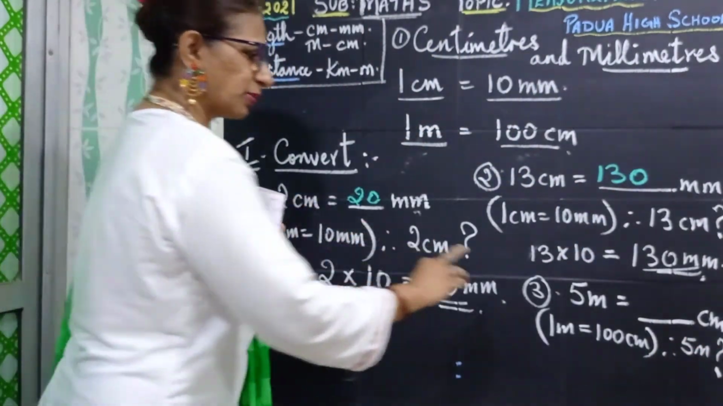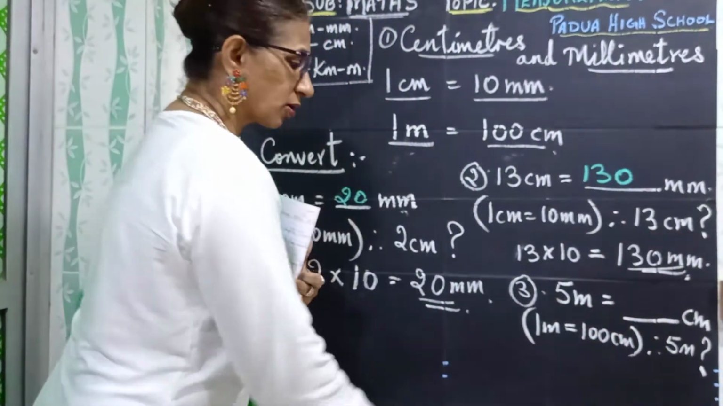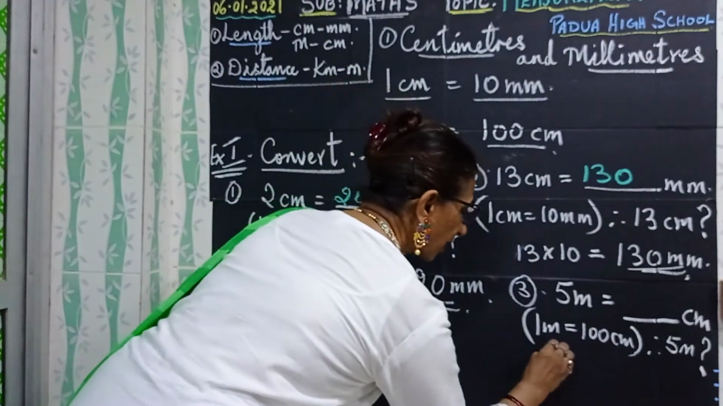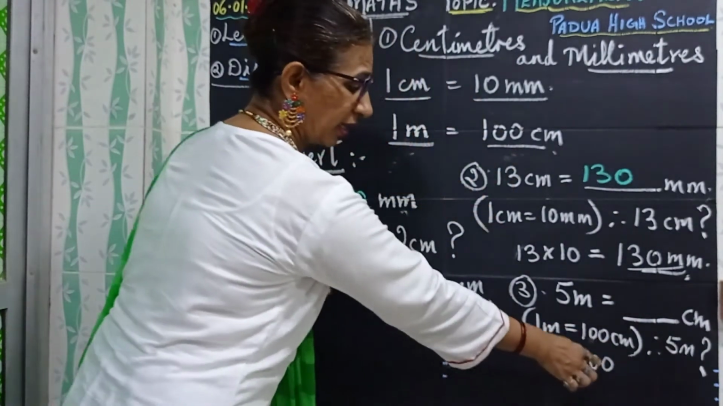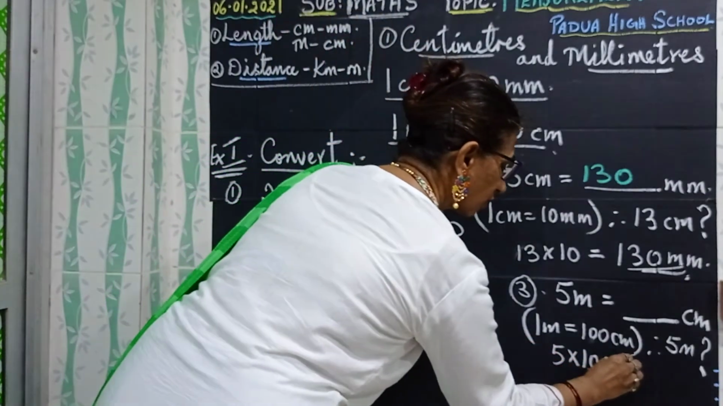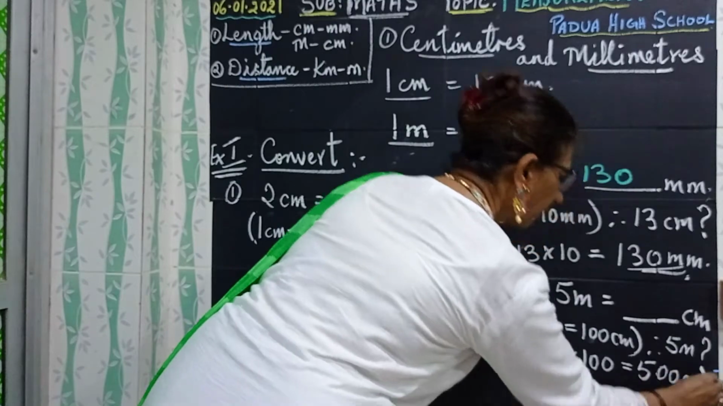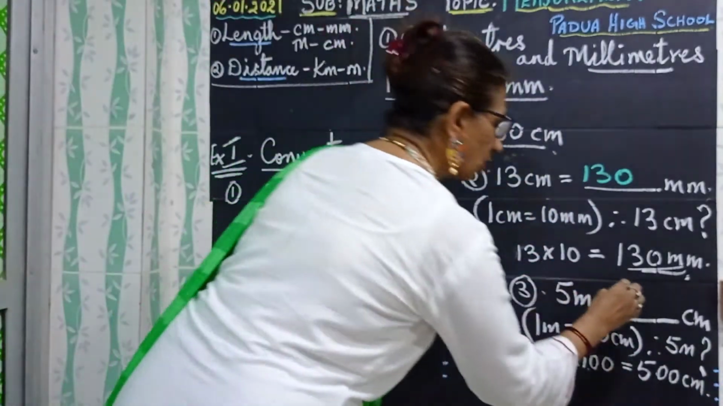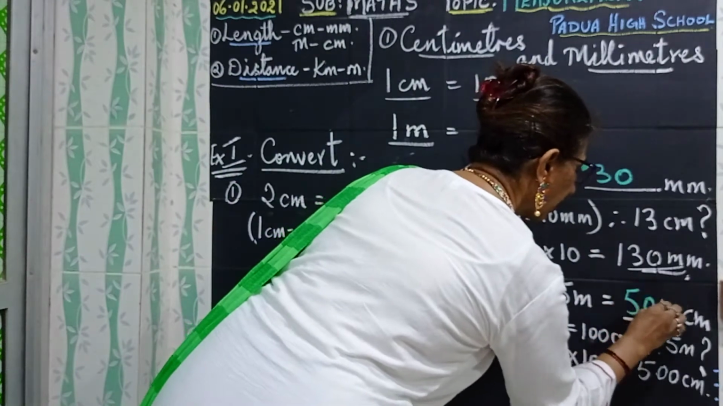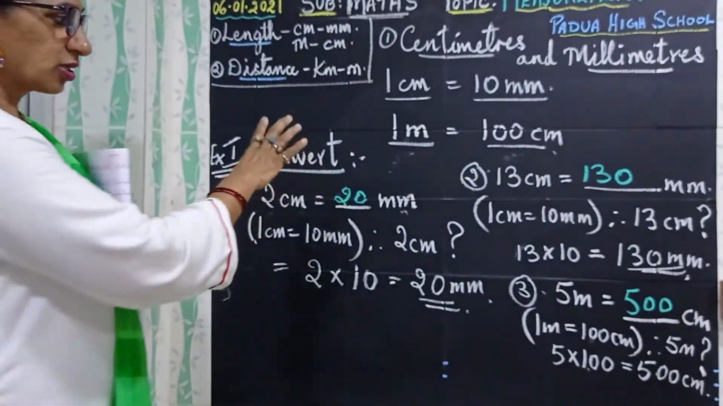Correct? So what will I have to write over here now? 5 multiplied by 100. Okay? That's equal to 500 centimeters, because now I am converting meters to centimeters. So my answer will be 500 centimeters. Okay? So these three.